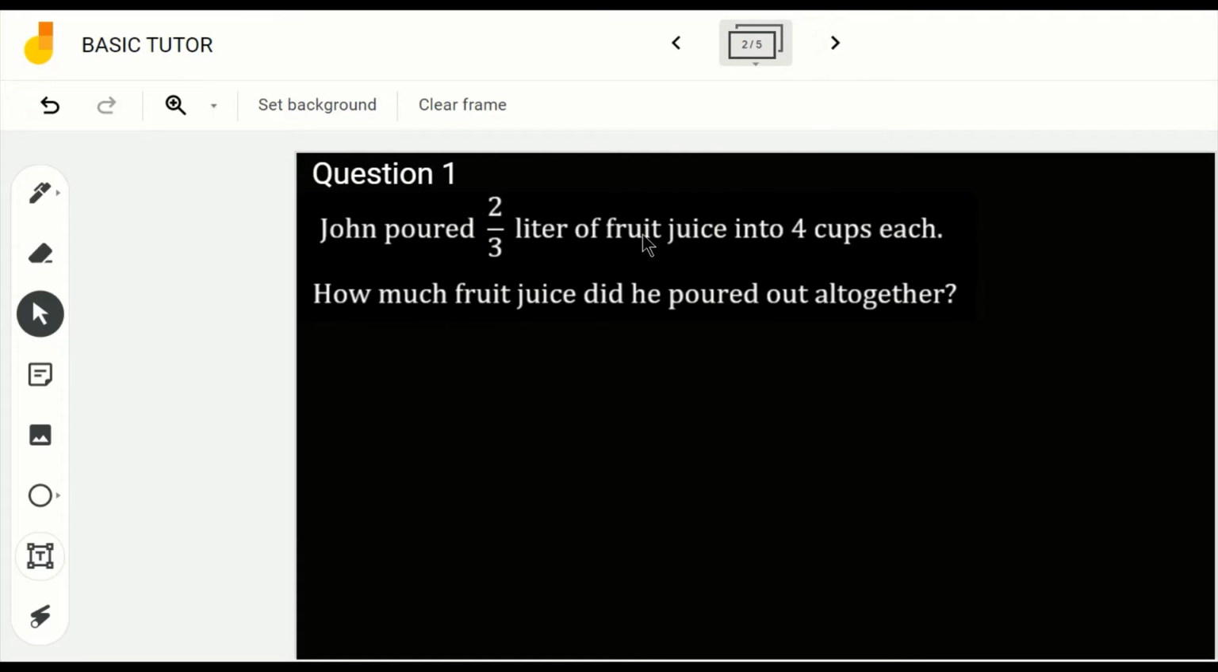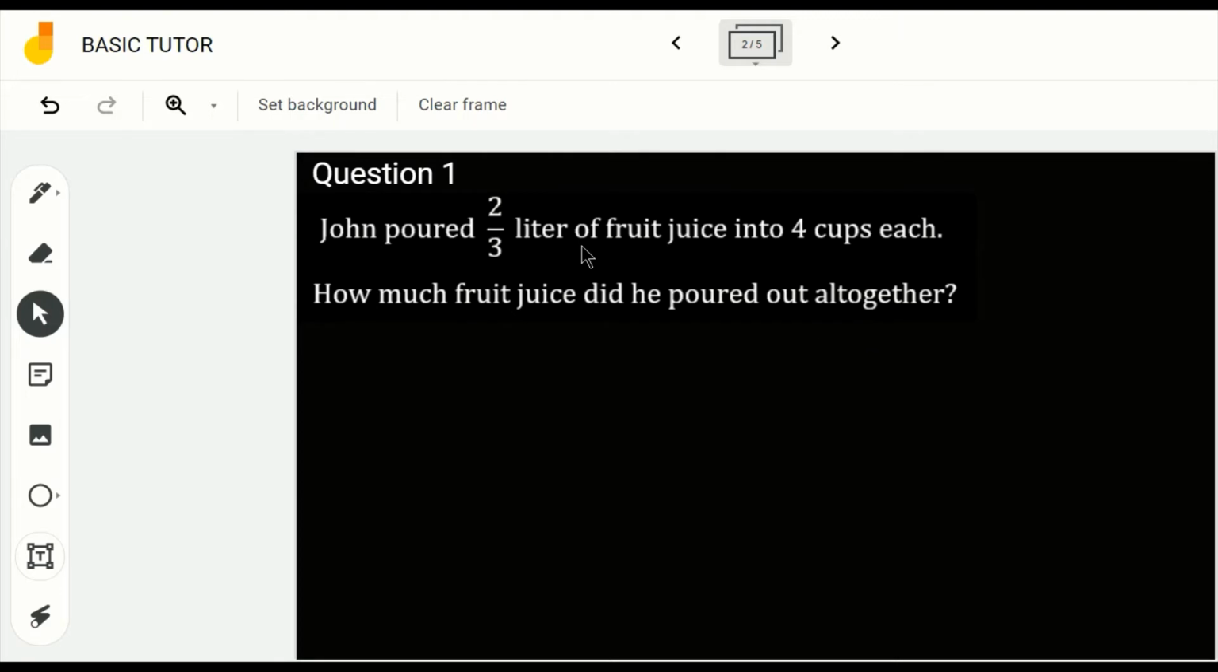Now here is our first question. We have 3 steps to solving a word problem. The first step is to understand the problem. Number 2, you have to plan what to do, and number 3, you have to work out the answer, which is very important. We are told that John poured 2/3 liter of fruit juice into 4 cups each. How much fruit juice did he pour out altogether?